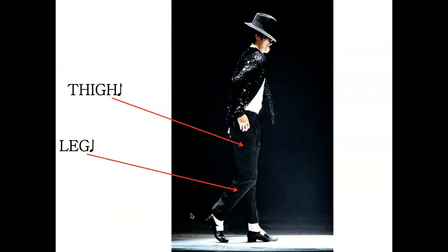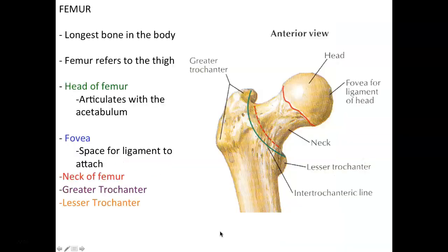So before we move on, I just want to make it clear that from the hip over to the knee, we're going to call that the thigh, and from the knee over to the ankle, we're going to call that the leg. So we wouldn't call this entire thing the leg, we would call this entire thing the lower extremity. This would be the thigh, the leg, ankle joint, and foot.